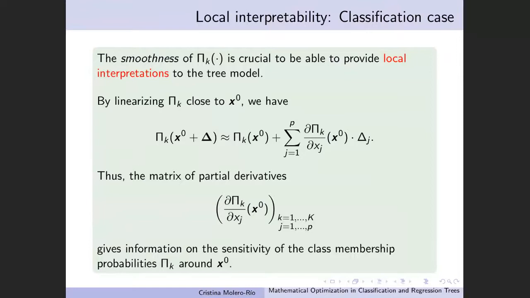And why is this smoothness important? This is crucial in order to be able to provide local interpretation of the tree model. So imagine we have an individual with predictor vector x0. We could linearize p_k close to x0, having that expression there. The matrix of partial derivatives, the coefficients in there, gives information on the sensitivity of the class membership around x0. So what this means is that for any individual, we could perform a full sensitivity analysis to study the impact that each continuous predictor variable has on the probability of class membership.